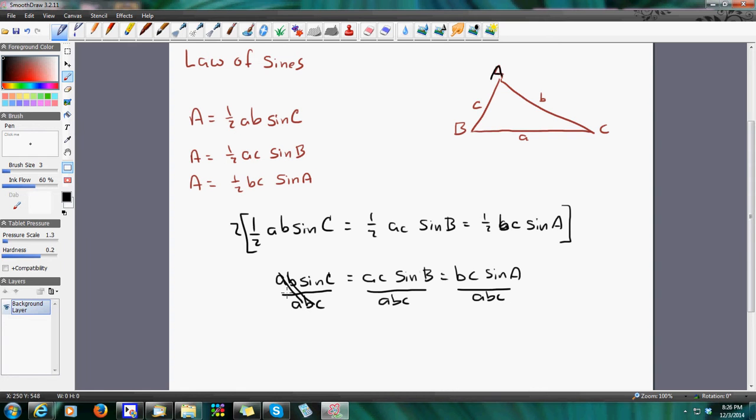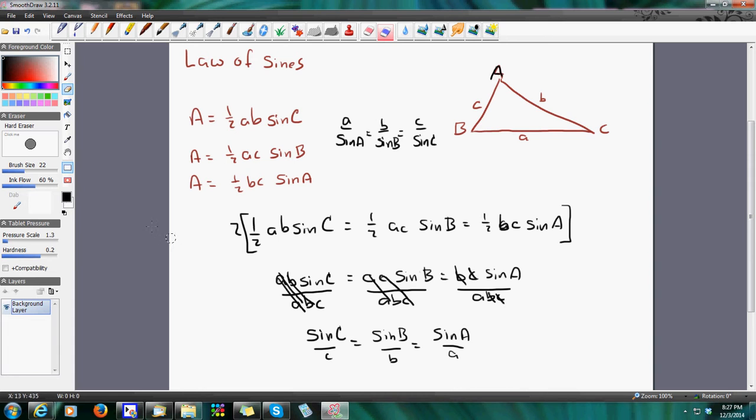The A and the B will cancel out here, and then I'm left with sine of C over C equals, here I get rid of the C's, and look what I'm left with, sine B over B, and here I cancel out the B's, and I'm left with sine A over A. Oddly enough, when I teach this, I usually don't teach it that way. I usually teach it as this, A over sine A equals B over sine B equals C over sine C. It doesn't really make a difference.